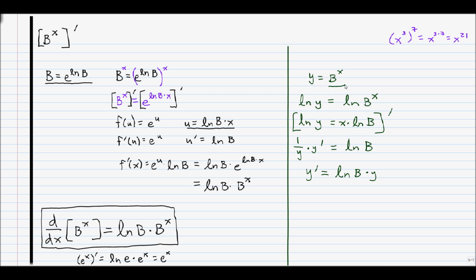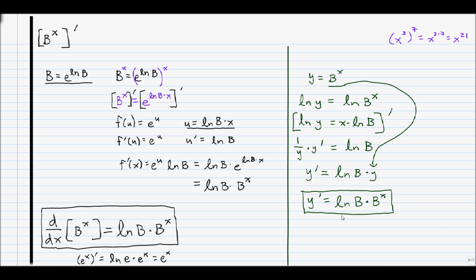b to the x. So in other words, if we make our substitution, back substitute, we get y prime equals the ln of b times b to the x. So it gives us the exact same expression that we got on the left side. It just used a different strategy to get there. So to me, it doesn't matter which one you use. The one on the left is probably the cleanest one.